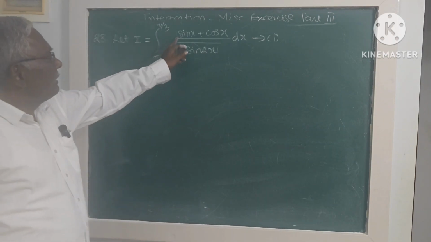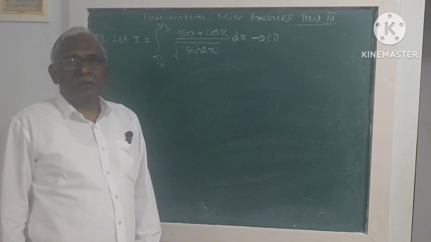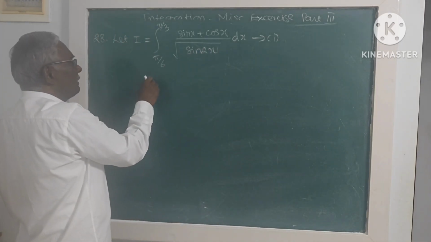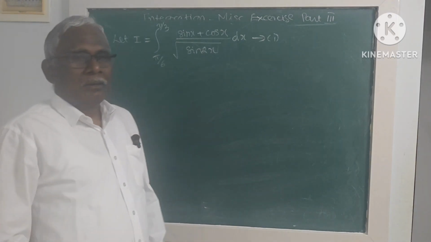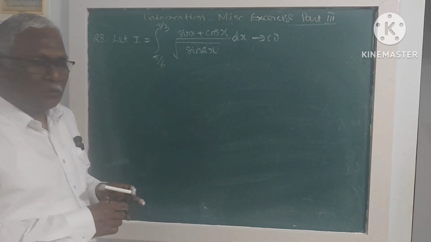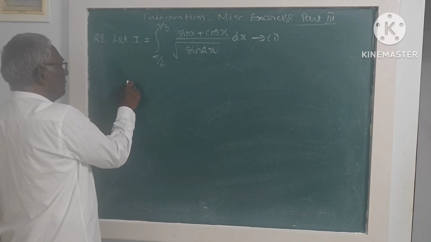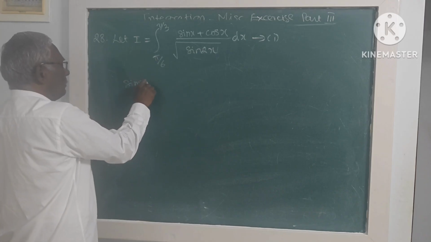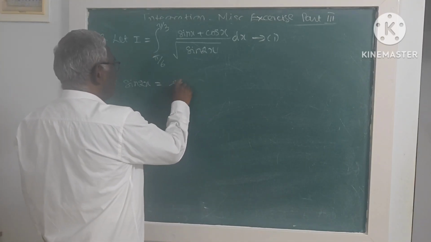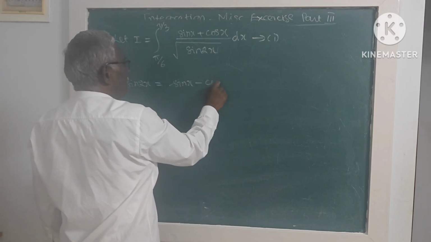So in this integral we can see sin x plus cos x is there in the numerator and the denominator has a square root of sin 2x. We know how to write 1 plus sin 2x. We have already seen that 1 plus sin 2x we can write as sin x plus cos x whole square. So here sin 2x is nothing but 2 sin x cos x. Here plus is there, so I am writing minus here.